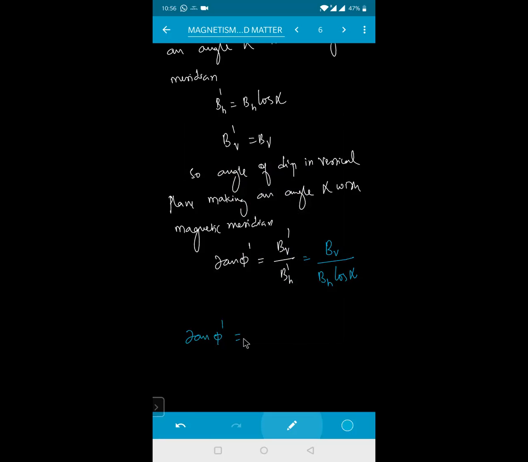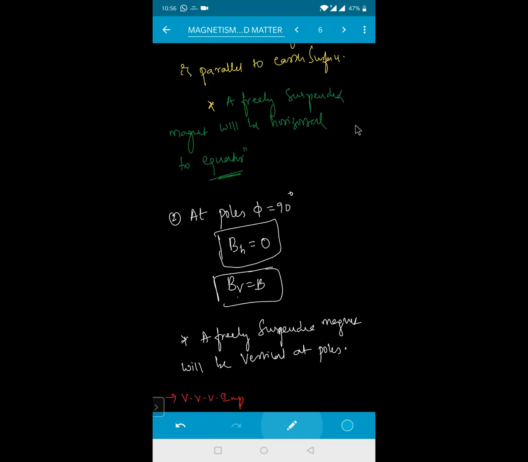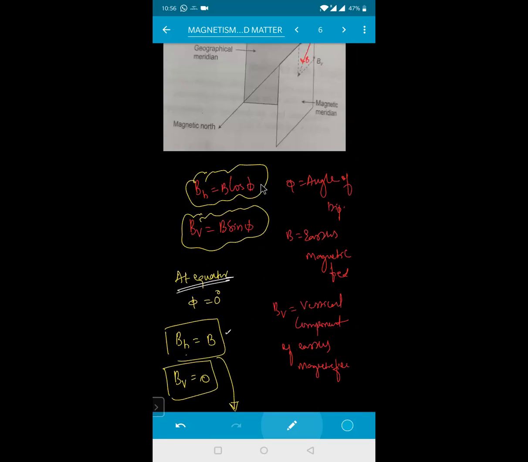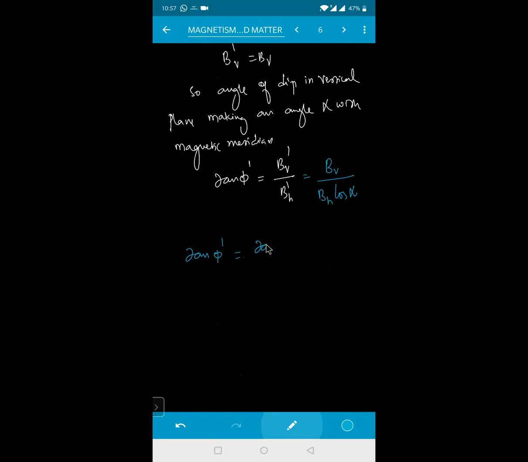Tan phi dash will be equal to, see, BV by BH will give me how much? BV by BH is tan phi. Dividing both of these, we get tan phi divided by cos alpha. So can I write here tan phi dash equals tan phi divided by cos alpha? I hope that is clear.